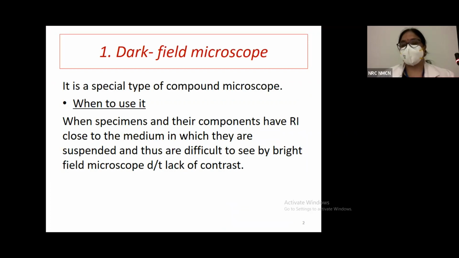When do we use the dark field microscope? When the specimens and their components have a refractive index close to the medium in which they are suspended, and thus they are very difficult to see by the bright light microscope, in which the field of view is bright, and we see the colored specimen, which is done by staining the specimen, and thus we perceive the image of that slide.